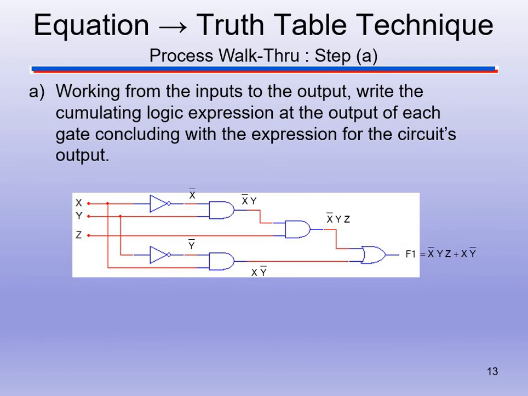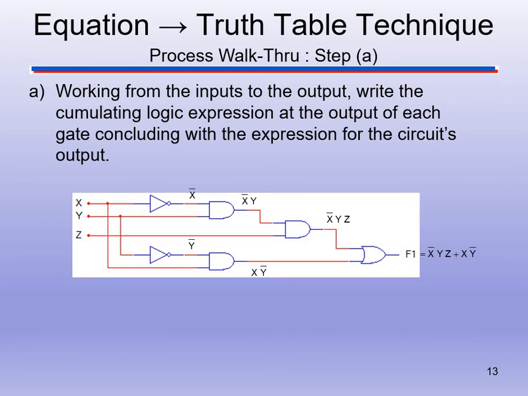And that goes into another AND gate, and that gets ANDed with the Z. So the output of that AND gate is not X and Y and Z. So I can write that, that's a product, right? X bar, Y, Z. Or I can say it is not X, Y, and Z. That's going to go into the OR gate with the other expression. The other expression, we're sending Y into the NOT gate, so we get out not Y. And that's ANDed with X, so we get X, not Y. That goes into the OR gate.